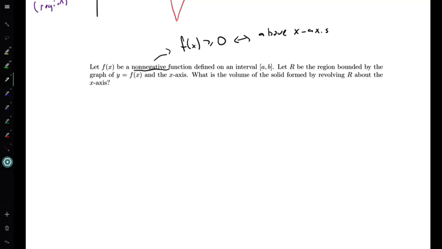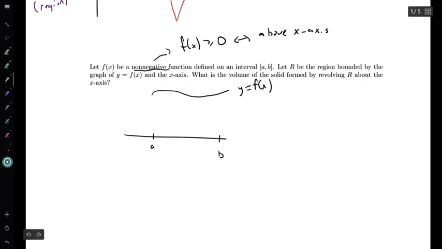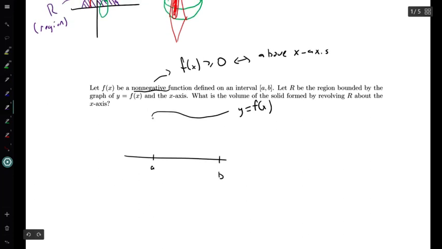So let's think about what our region R is. It's going to be very similar to what we had before. So if we have some interval here from a to b, and I have the graph of my function f of x, I know it's above the x-axis because it's a non-negative function, and we want to take this region R to be the region bounded by the graph and the x-axis. So it's the region between the graph and the axis here. So again, a region we're pretty familiar with.